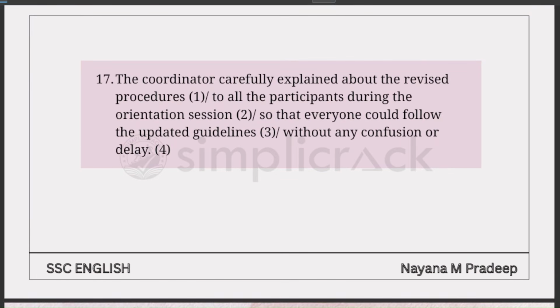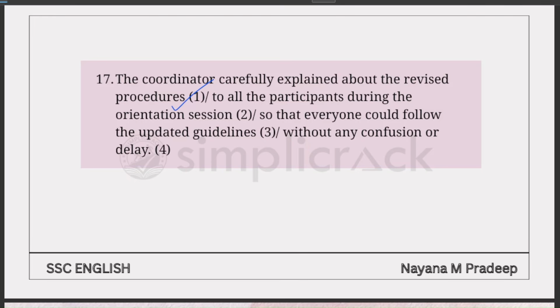Next question. The coordinator carefully explained about the revised procedures to all the participants during the orientation session so that everyone could follow the updated guidelines without any confusion or delay. Can you find out which part contains the error? The first part is wrong.